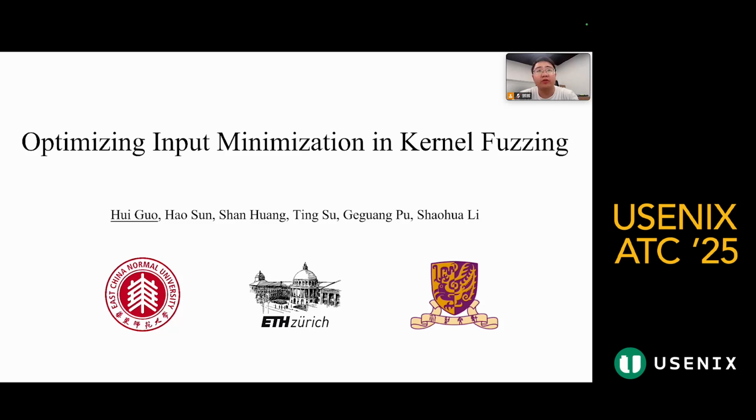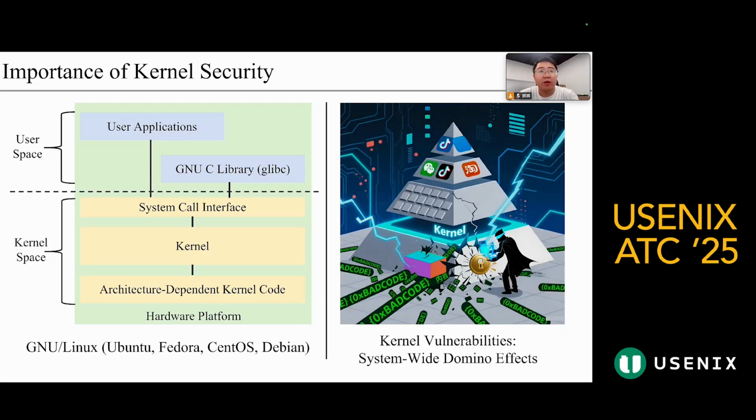Now, I will introduce my work, Optimizing Input Minimization in Kernel Fuzzing. As the core component of an operating system, the kernel manages underlying hardware resources while offering an execution environment for upper-layer applications. Once a kernel vulnerability is exploited by hackers, all the applications will be affected, causing system-wide domino effects.